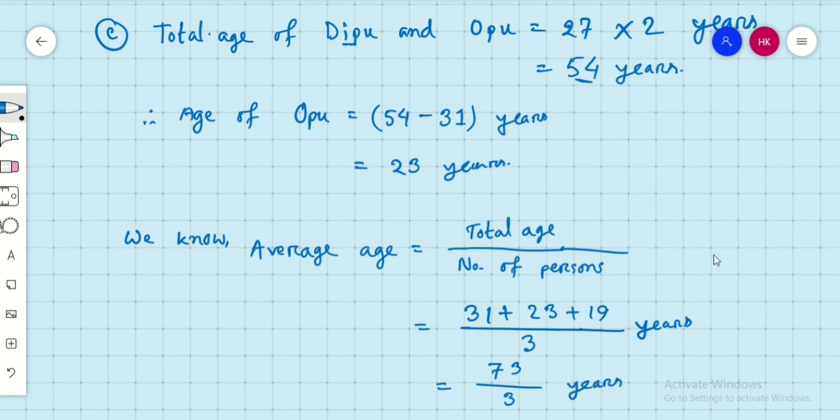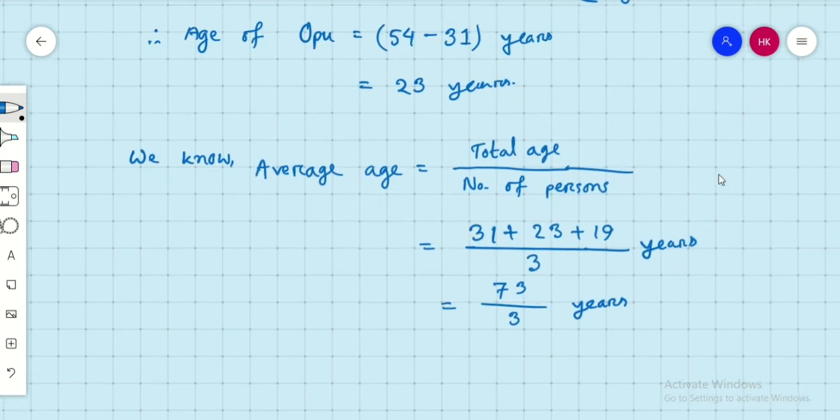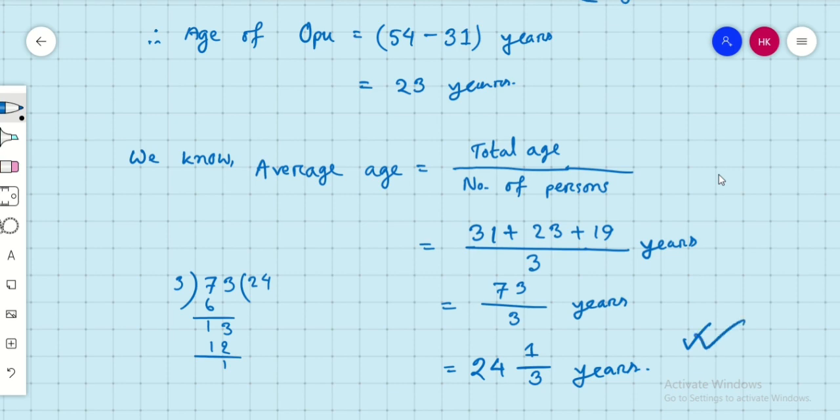This is a fraction number, no problem. If the answer is a fraction, you just make it a mixed fraction. 73 divided by 3, 3 2s are 6 and 3 4s are 12. So the mixed fraction will be 24 and 1 by 3 years. This is their average age. I hope you understand.